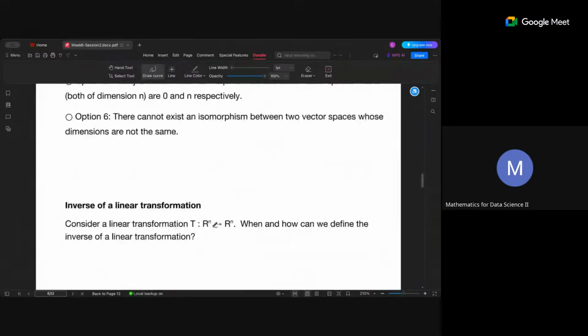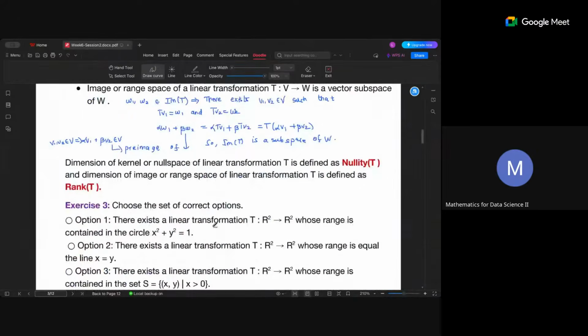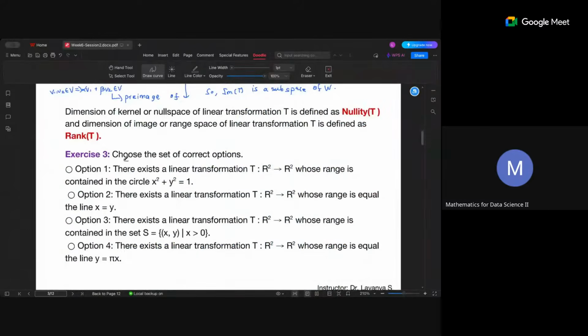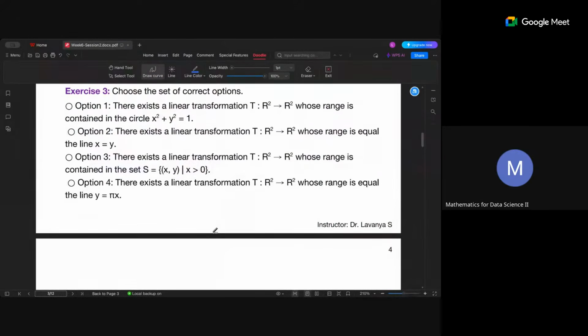So coming back to these definitions, we have seen the relation between the image of T and the columns of A. The image of T is basically the column space of A. So you can easily see that the rank of T is the same as the rank of A, because the image of T is the column space of A, and the dimension of the column space is the rank. So rank of T is rank of A. Okay, good.